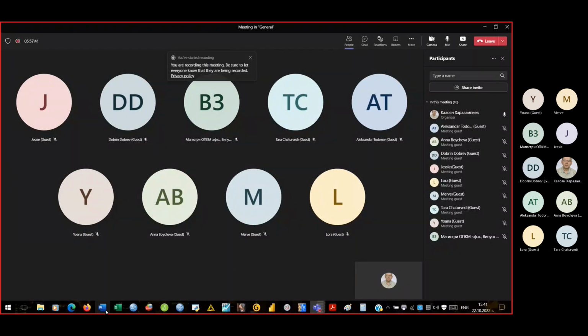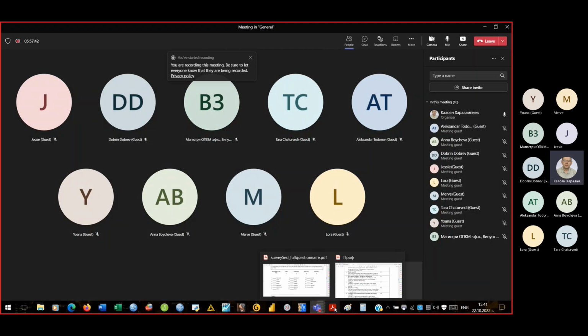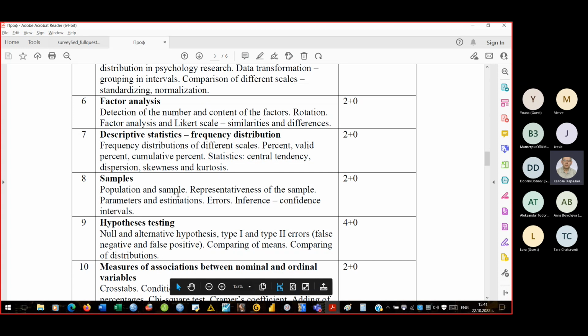Okay. So, very brief introduction to the samples.